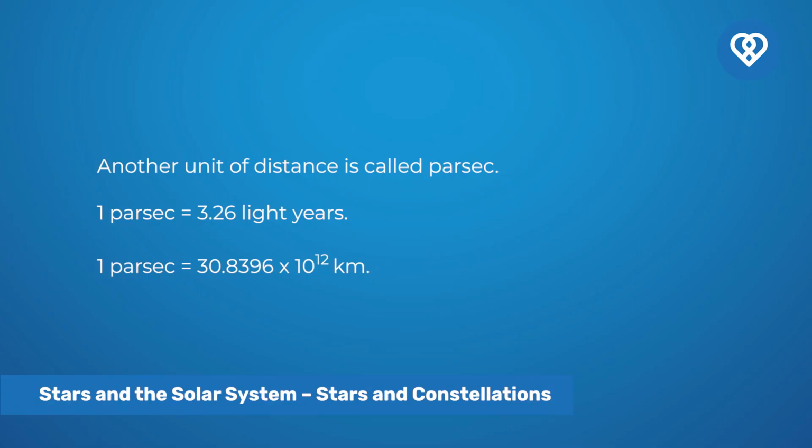Another unit of distance is called parsec. 1 parsec is equal to 3.26 light years. 1 parsec is equal to 30.8396 into 10 to the power 12 kilometer.